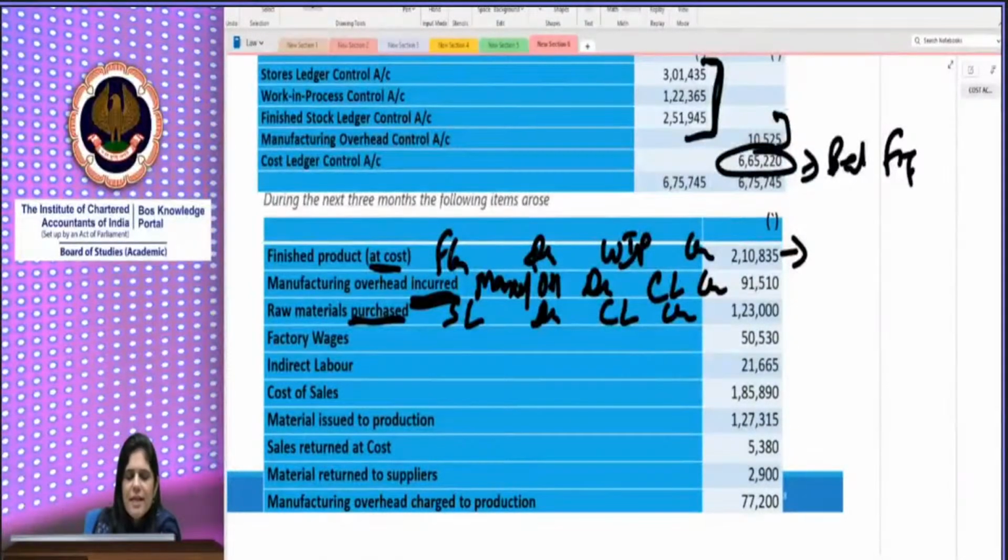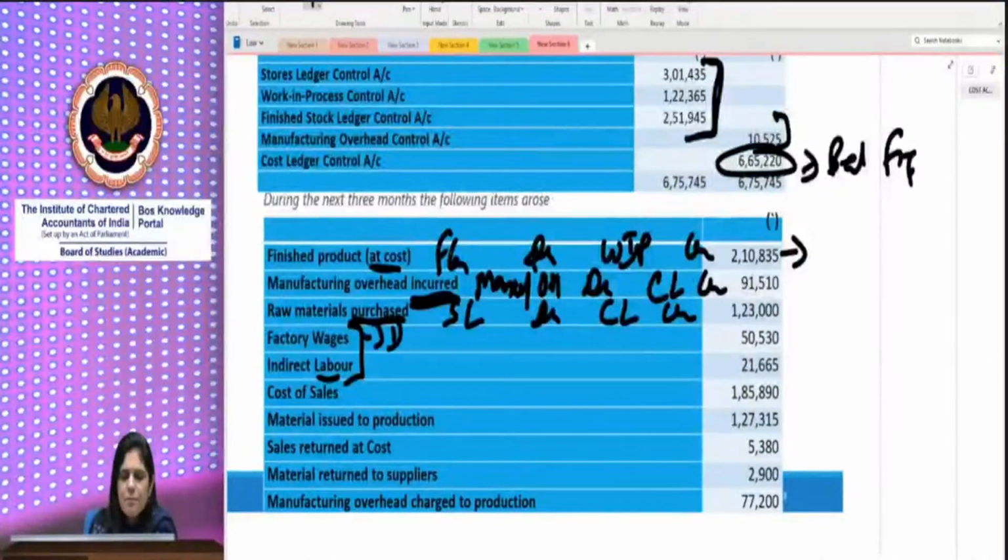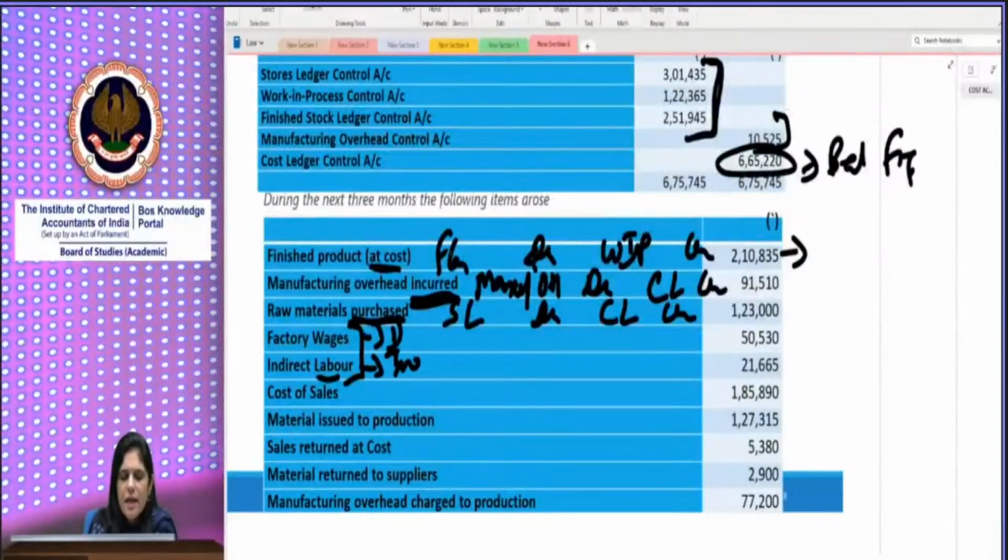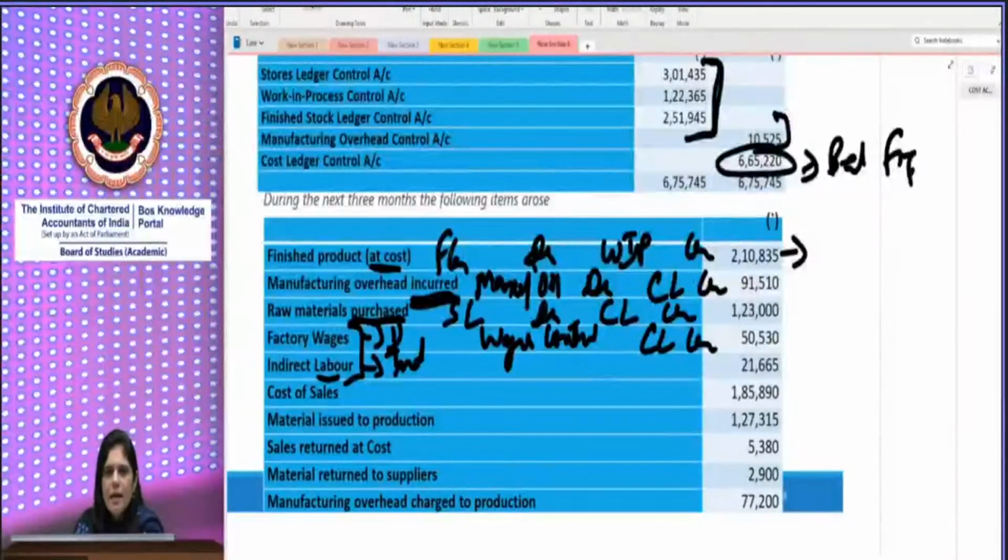Factory wages and indirect labor. So direct and indirect we can assume. Factory wages we can assume as direct, and indirect labor is indirect. Clear? So wages control account debit, since it is coming for the first time, cost ledger control account will be credited. Wages control will be debited for both direct and indirect. Clear? Direct will go to WIP and indirect will go to production overhead. I'm repeating. First of all, you have to see.